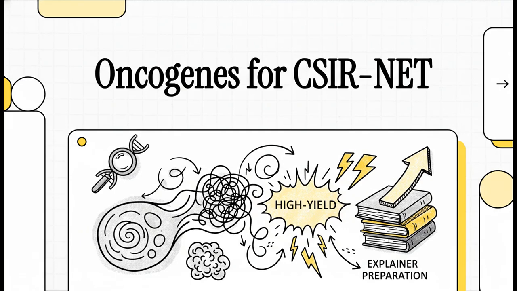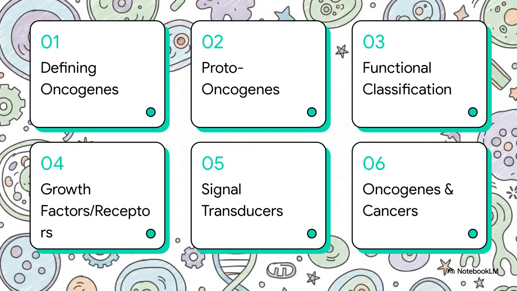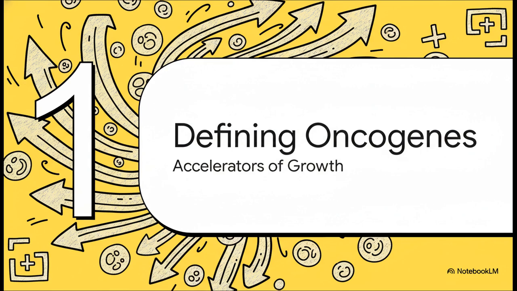Welcome. This explainer is designed to provide a high-yield, mechanistic overview of oncogenes, tailored specifically for your CSIR-NET preparation. We'll focus strictly on the core concepts you need to know. Here's our plan. We'll start with the fundamental definitions, then move into the normal function of proto-oncogenes. After that, we'll classify them functionally and walk through the key examples and cancer associations that frequently appear on the exam. All right, let's begin with the core definition.